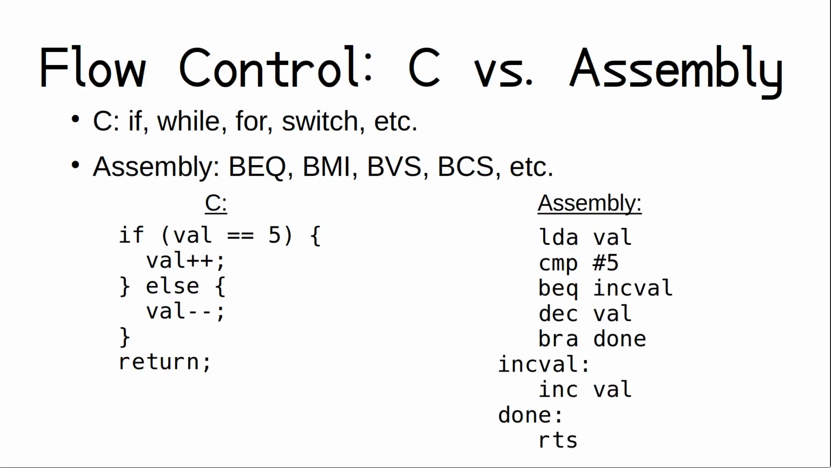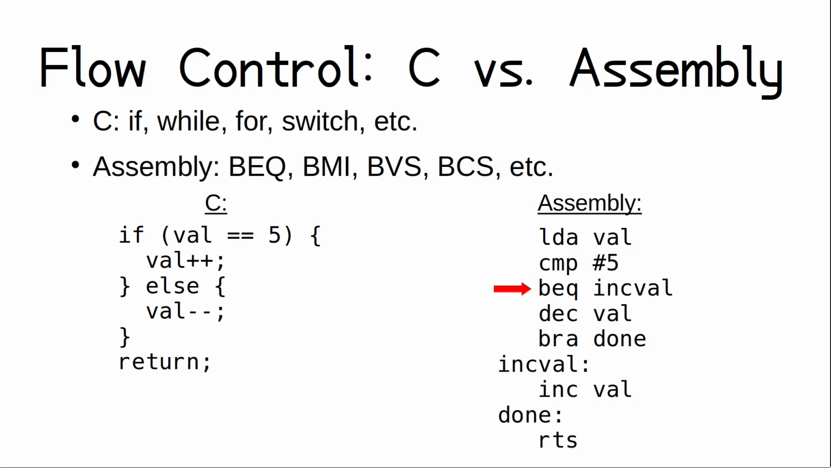On the assembly side, we don't have anything like an if instruction, so we need to do the comparison in a couple steps. First, we need to load the value into the accumulator. Then we can compare it to 5. Now if the value is equal to 5, the CMP instruction will result in the Z bit getting set, meaning that the program will take the BEQ branch to the IncVal label.